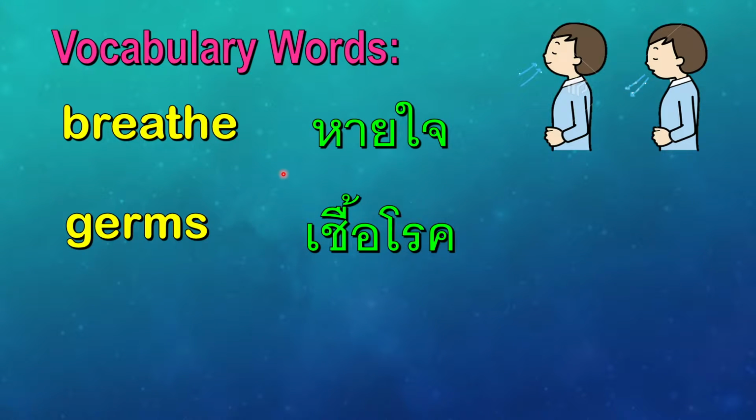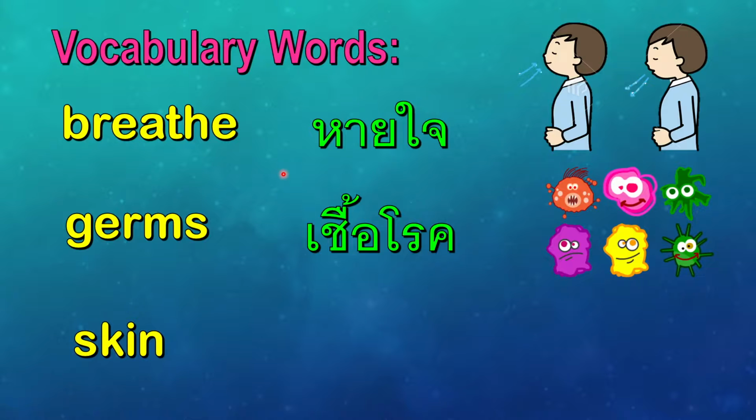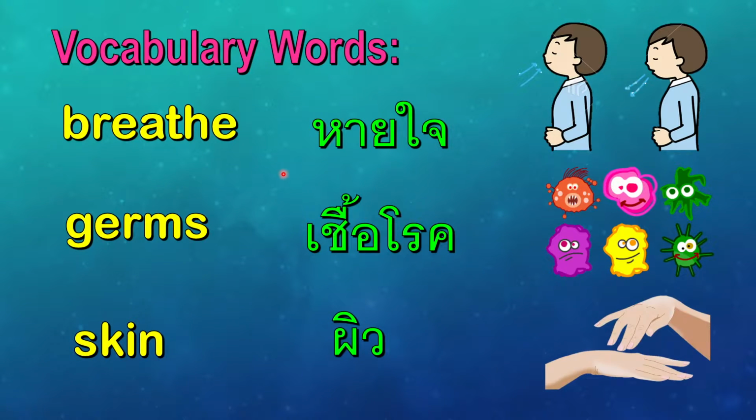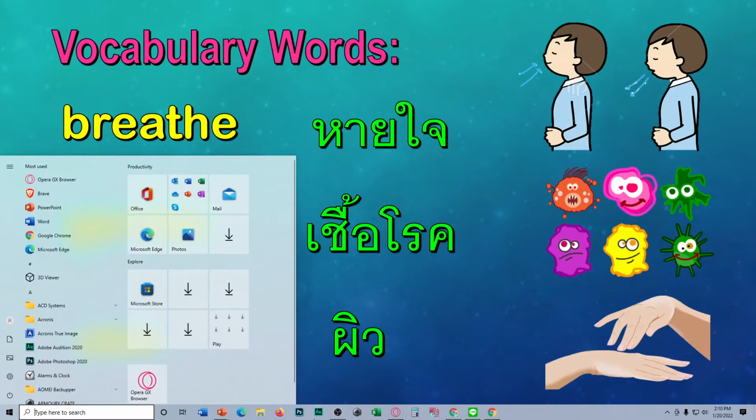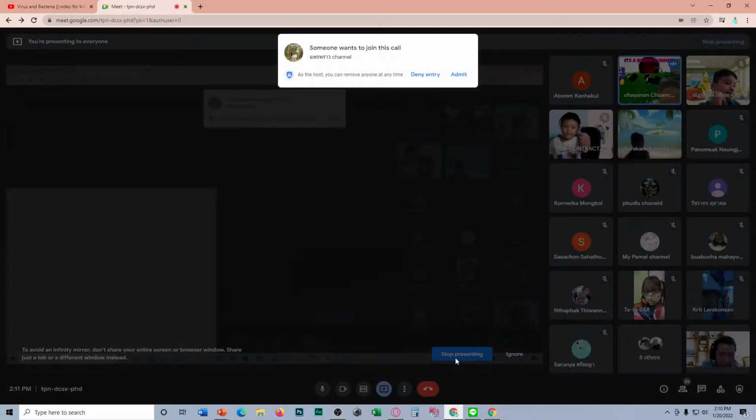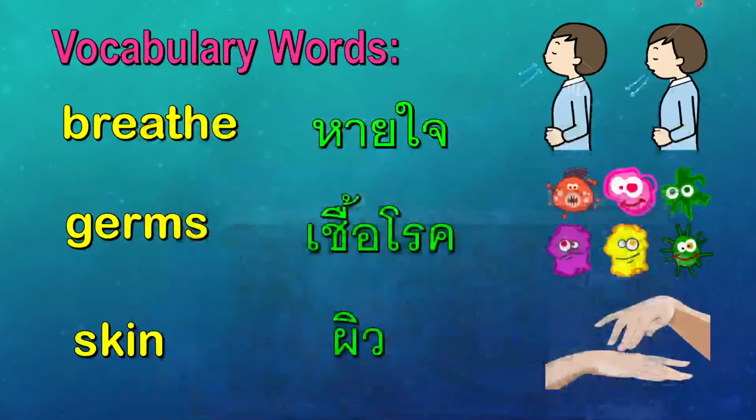Germs. Next is skin. Skin. ผิว. Is that correct in Thai? Yes, teacher, I will look in Google Chrome.